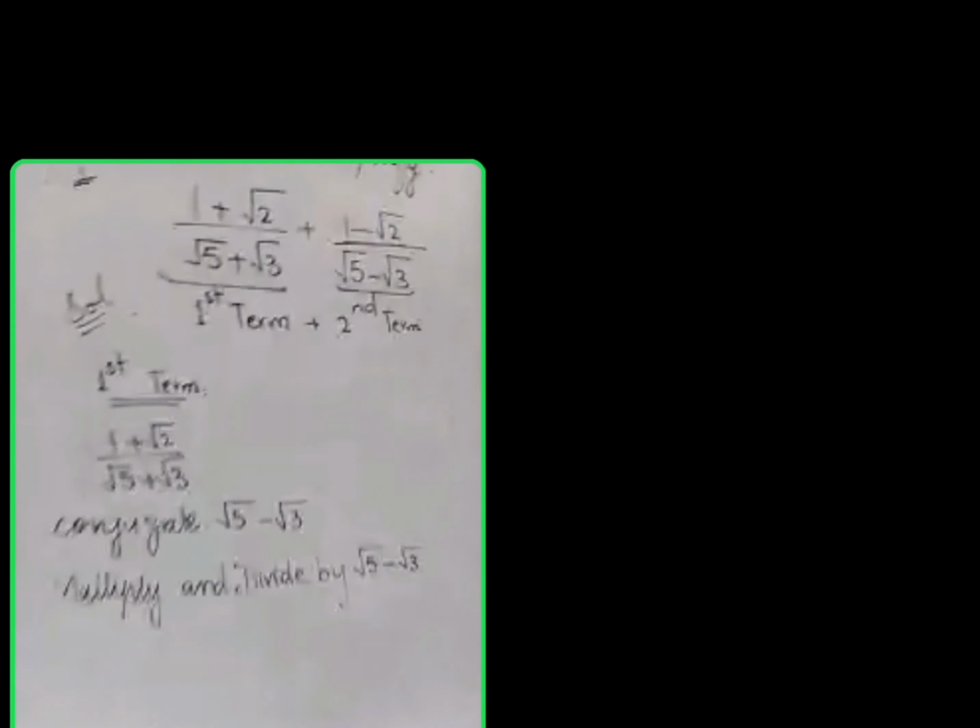We haven't taken the whole question. We have made 2 terms. First term before the sign of addition and the second one that is after the sign of addition. First we will rationalize the first term, use the rationalization process, then solve the second term and then add the answers of both terms. Conjugate of first term's denominator, multiply and divide by square root 5 minus square root 3.